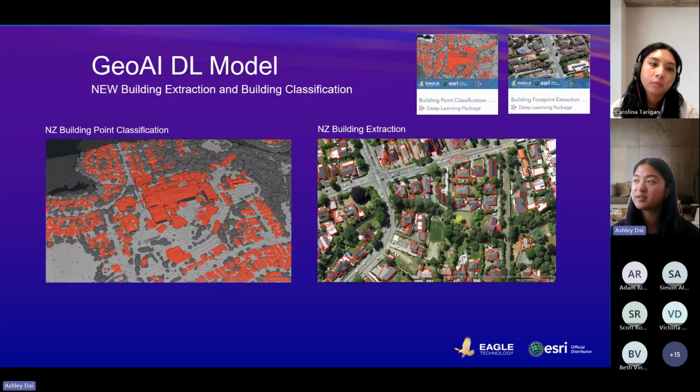The two newest models in Living Atlas, that is the New Zealand building point classification, which you can see on the left here. And this is for LiDAR imagery in a point cloud. You've also got New Zealand building extraction model, and so this model is at a 83% confidence interval, where it's for aerial imagery. And so yeah, both of these models have quite high confidence levels already.